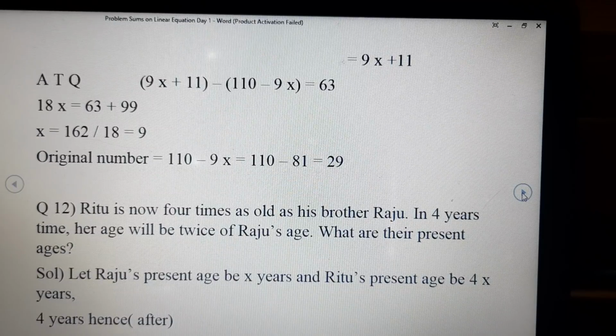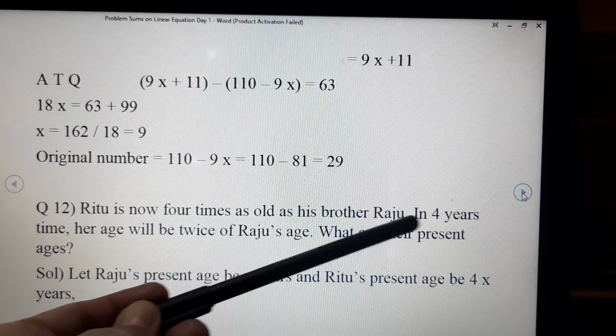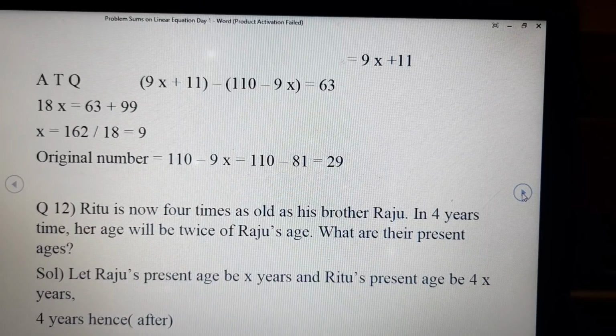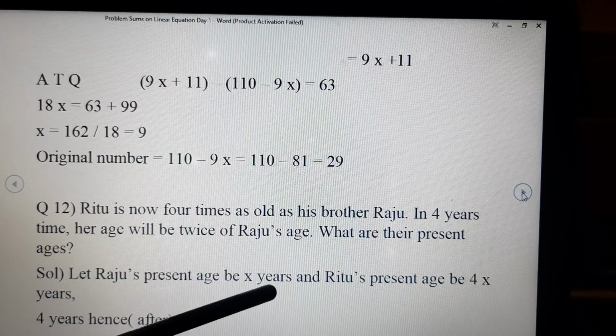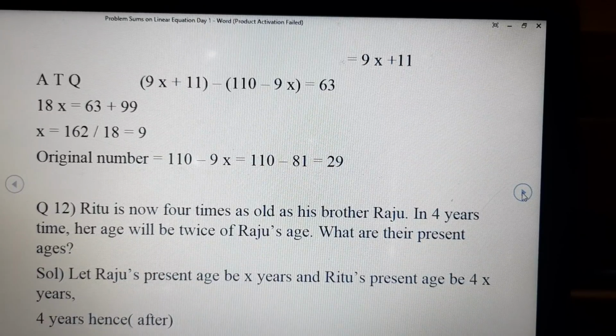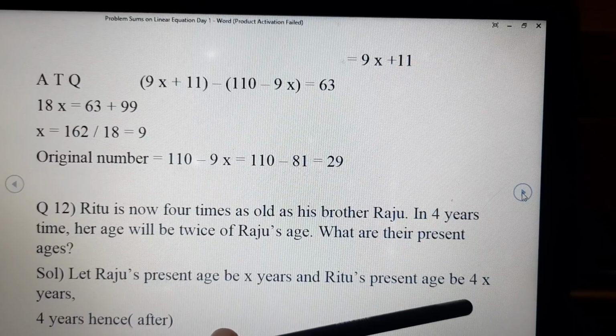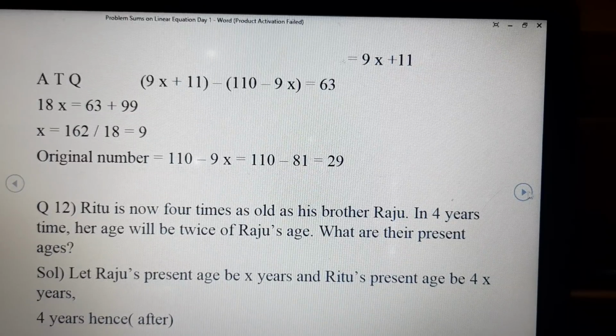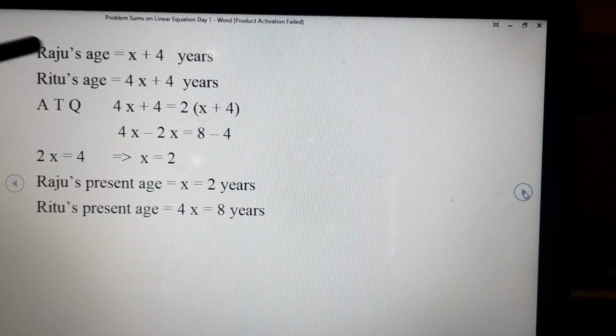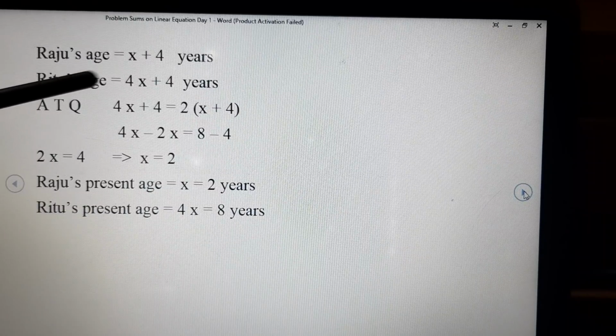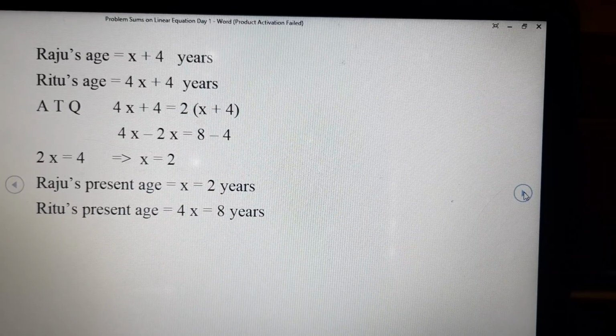Now we'll read the second line of the question. In 4 years time means after 4 years. So after 4 years, Raju will be x plus 4. Ritu will be 4x plus 4. If Raju is of 5 years right now, then after 4 years, he'll be 5 plus 4, that means 9 years. Likewise, Raju's present age is x and Ritu's present age is 4x. So after 4 years, Raju's age is x plus 4, Ritu's age 4x plus 4.